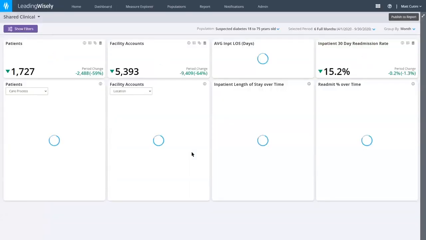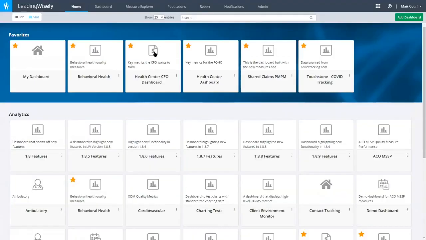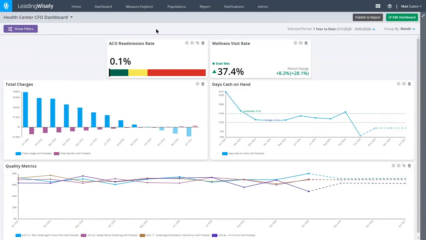So what it will do is pop up a dashboard showing some key metrics that I defined previously. What I want to show you today, however, is more of the information related to the Health Center CFO's interests. Self-service dashboards that you can build in Leading Wisely can be customized to show current performance and performance over time on whatever measures are important to you and your team. There are a number of different charts and graphs and data science forecasts that can be added to enrich the insights that you get out of your data.